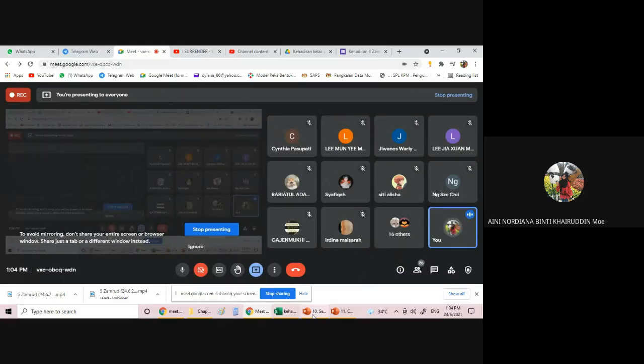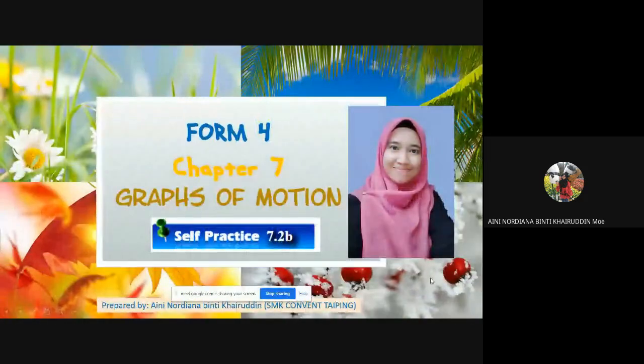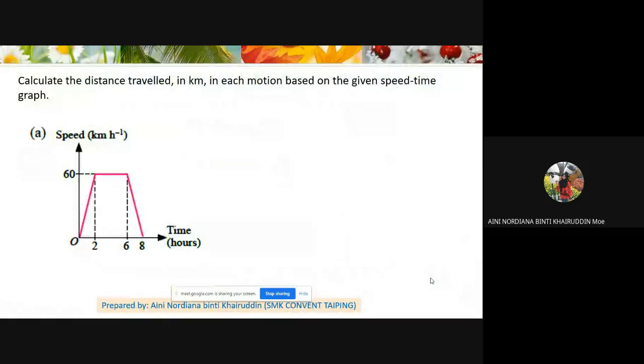Okay, so self-practice 7.2B. Question number 1. Calculate the distance travel in kilometer in each motion based on the given speed time graph. So, distance travel equals to area under the graph. 1/2 times 4 plus 8 times 60 equals to 360 kilometer.